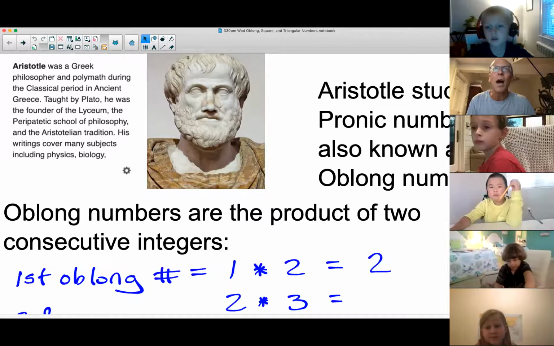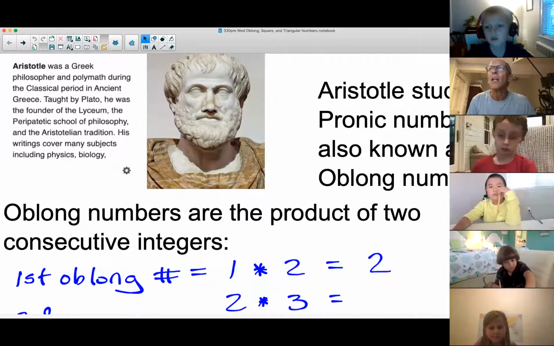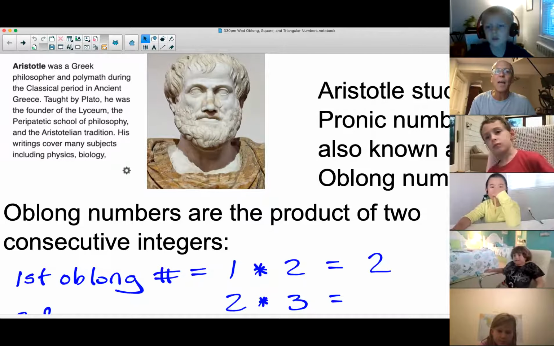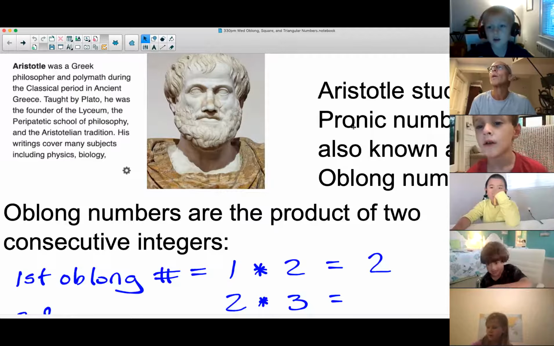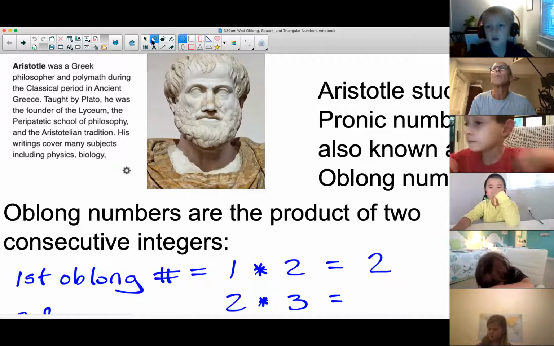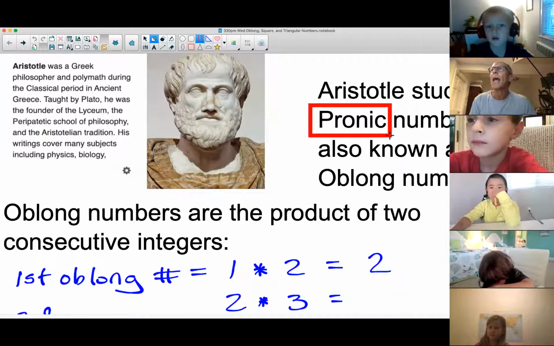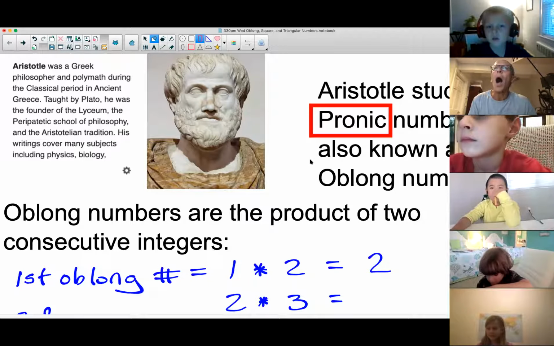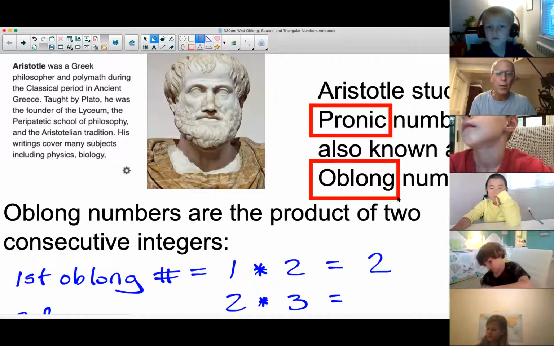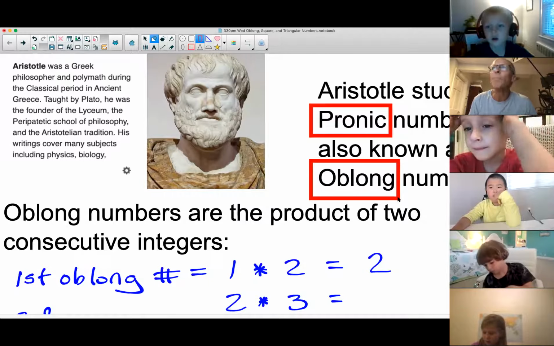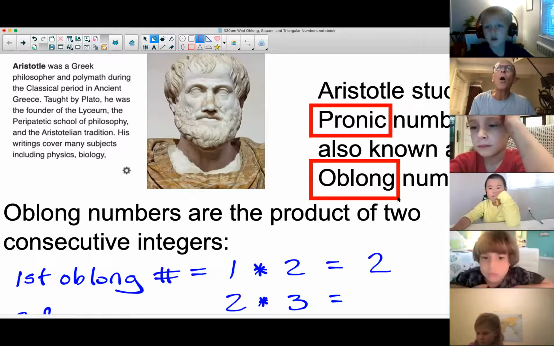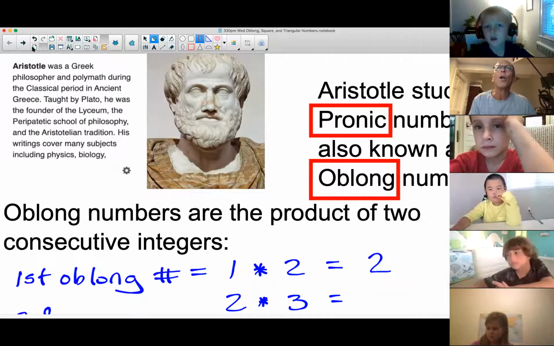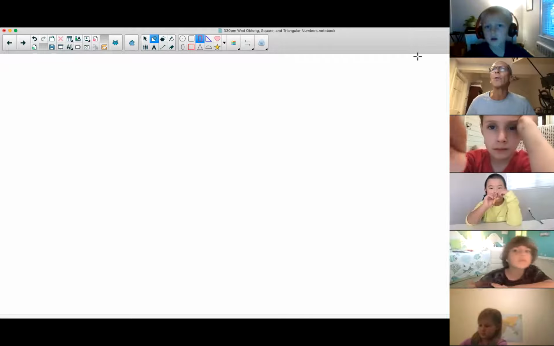So let's talk about what great teachers did. Aristotle was studying numbers called chronic numbers. Can you guys say chronic, please? Chronic. And I'm going to put a little rectangle around the word chronic. And chronic numbers are also known as oblong. Can you guys say oblong? Oblong. And oblong numbers are numbers like this. I'm going to draw you guys a picture.